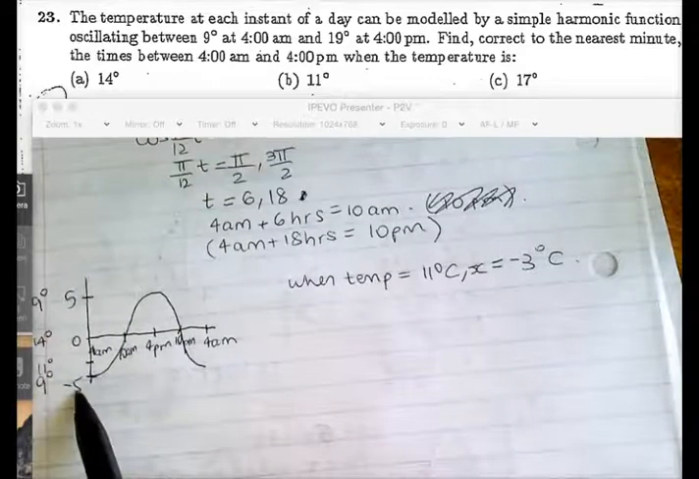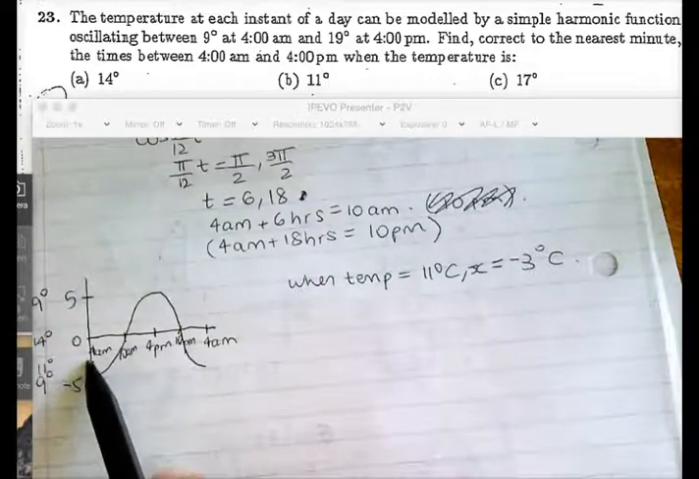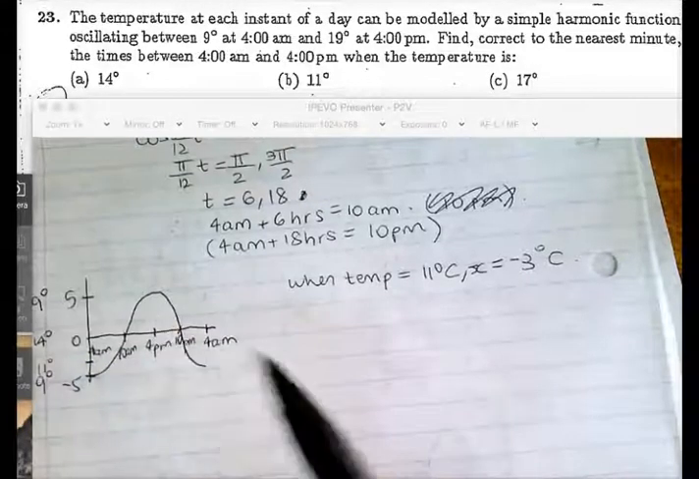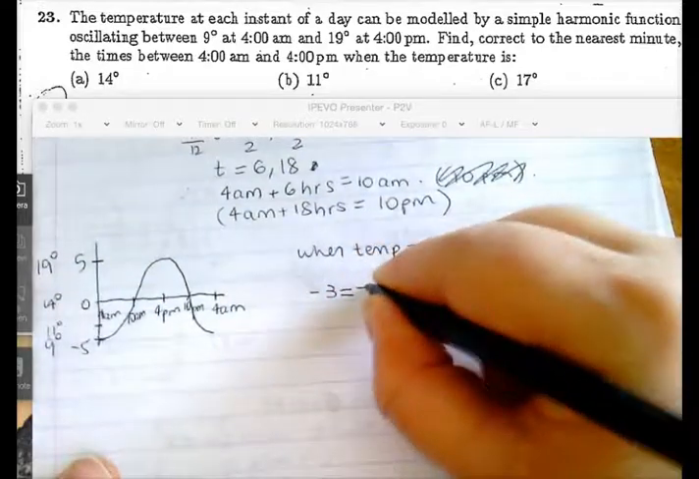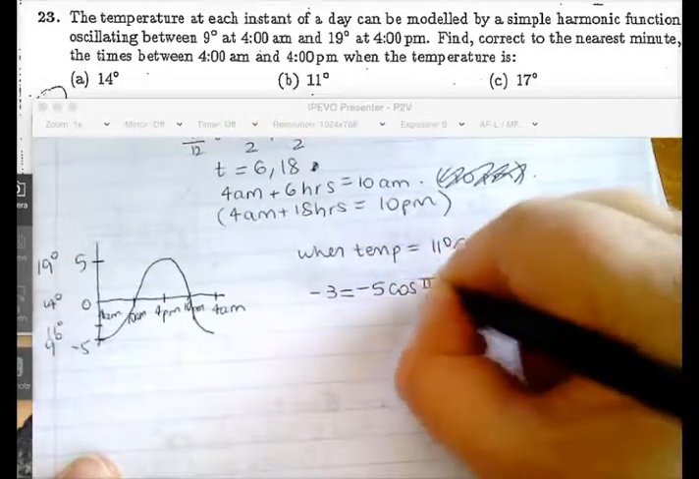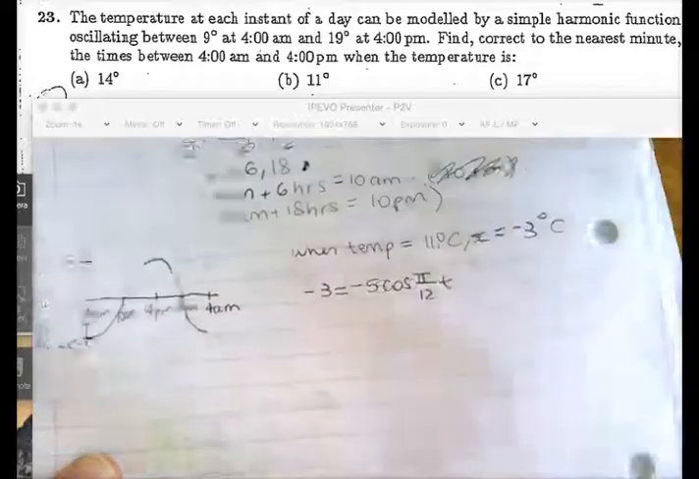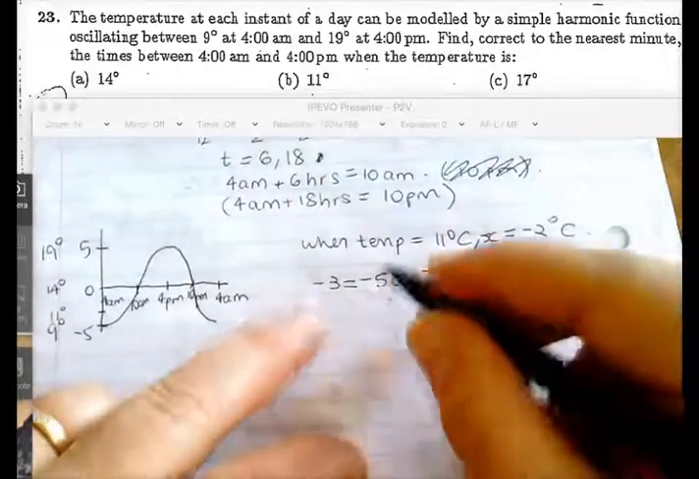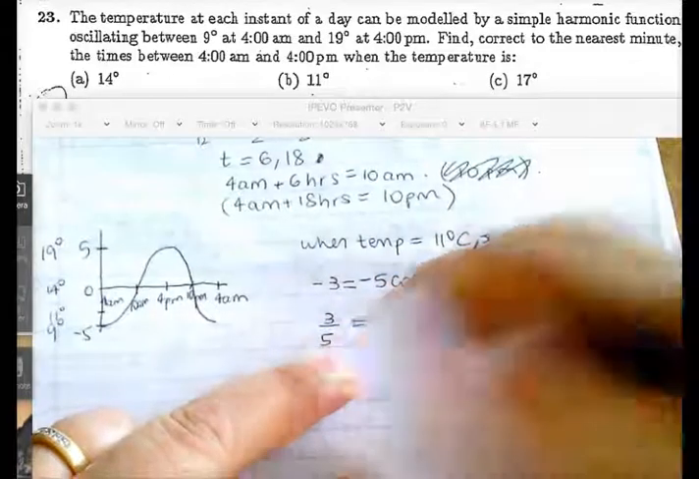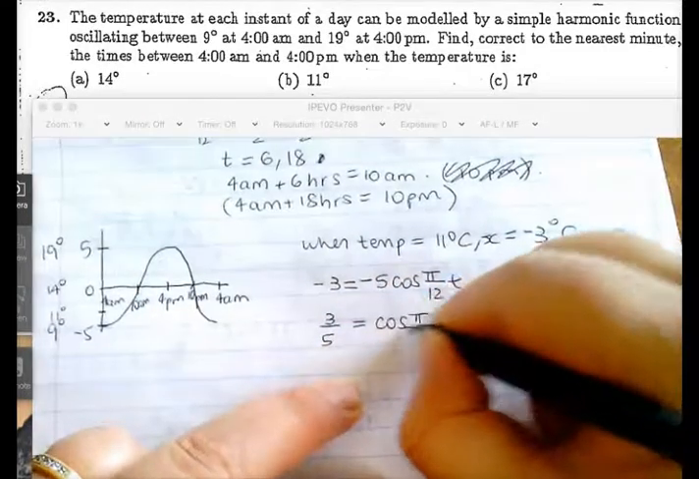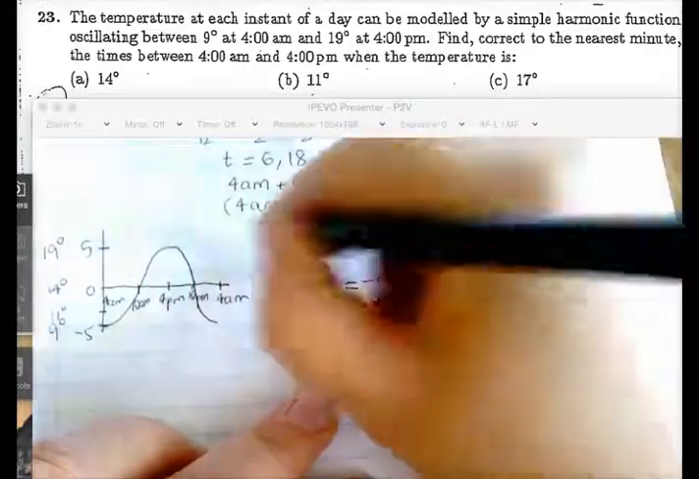If 9 is negative 5, negative 4 will be 10, negative 3 is 11, negative 2 is 12, 0 is... okay. So we put that in: negative 3 equals negative 5 cos pi on 12 t, and you get, what's negative 3 on negative 5? 3/5. This one is not exact. This is B.